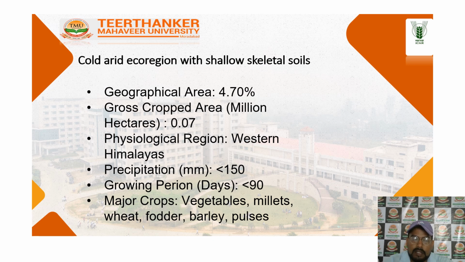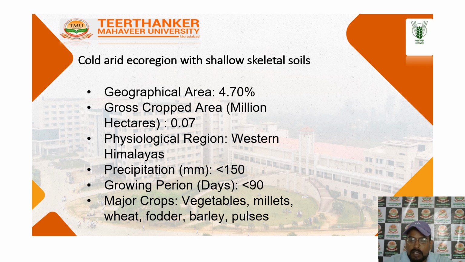Let us define them one by one. First is the cold ecological and shallow lateritic region. This area is classified as 4.7% of the total geographical area of India, that means 3.78 million hectares.